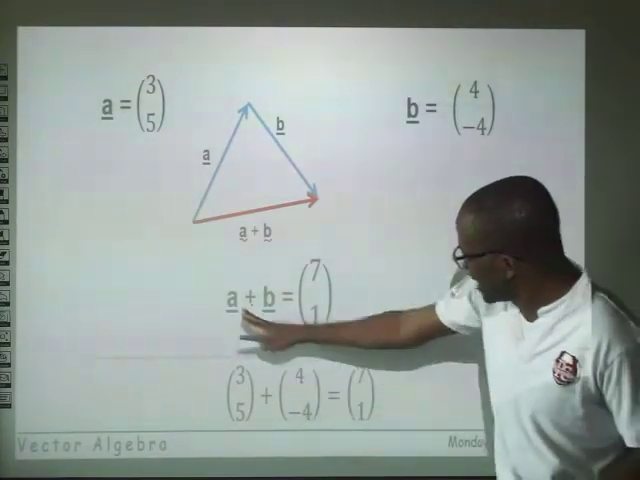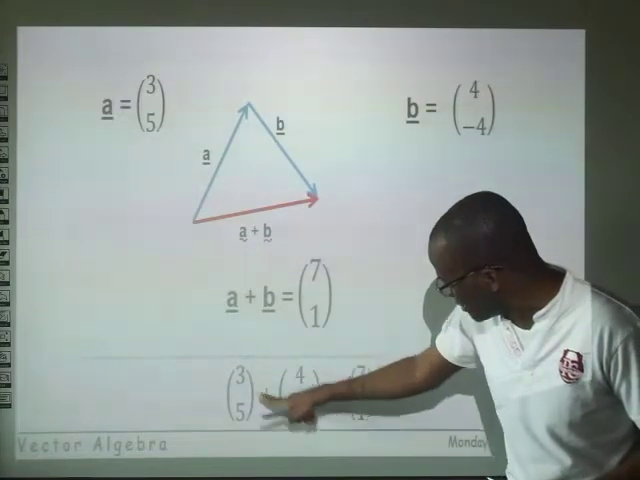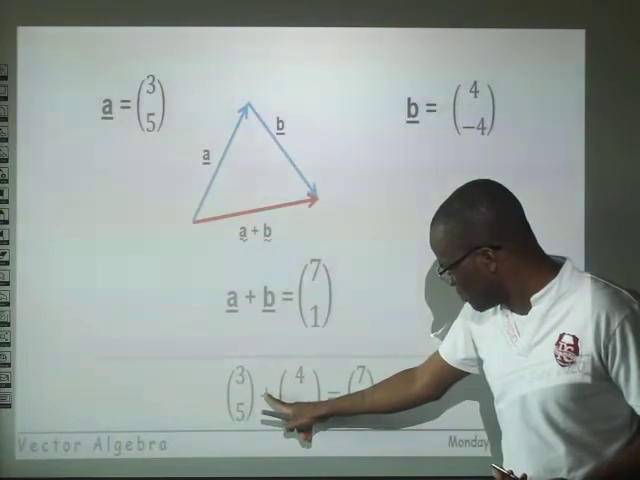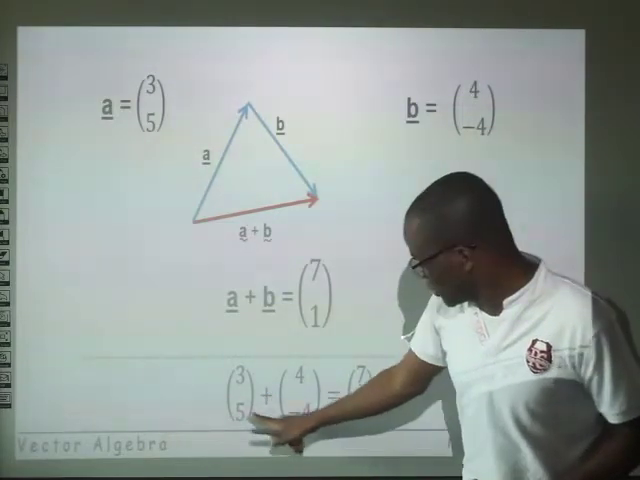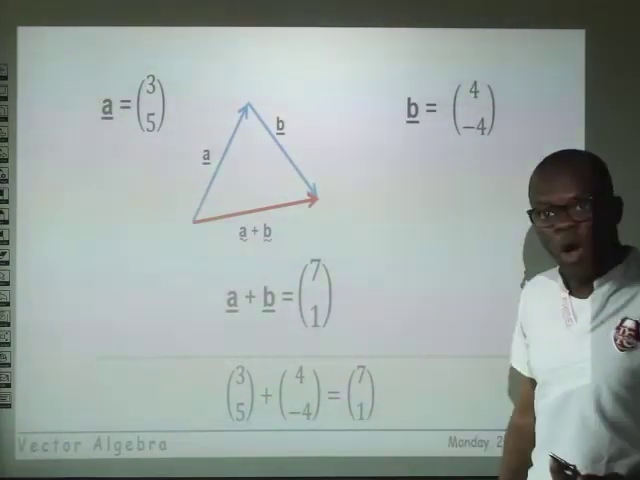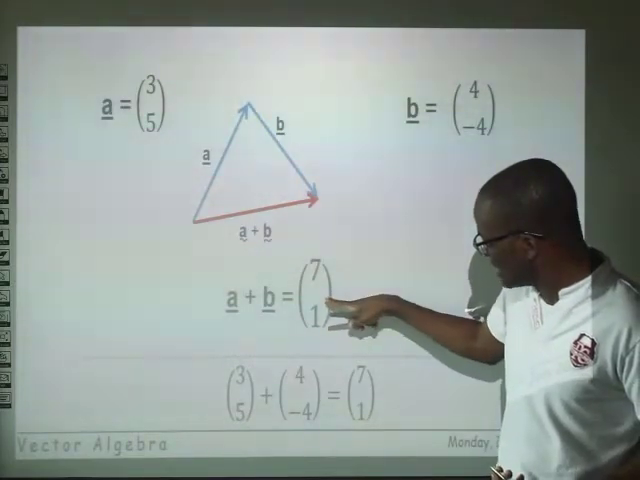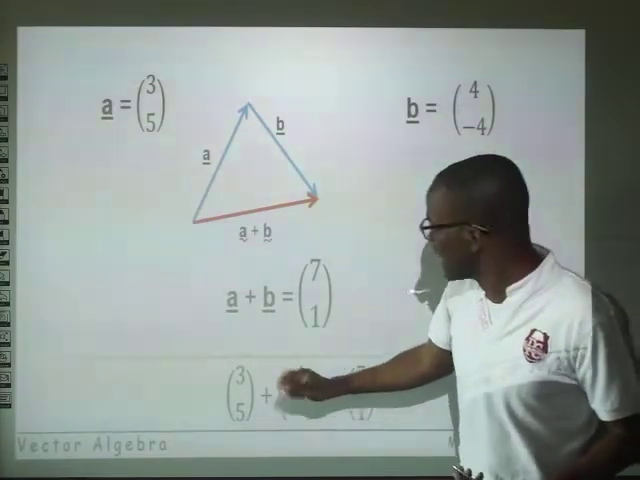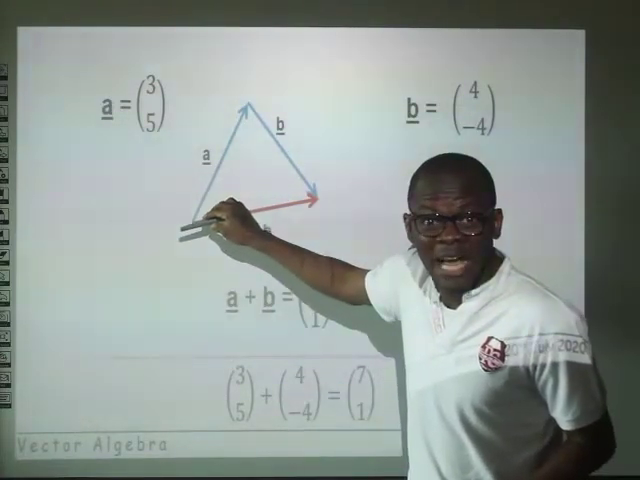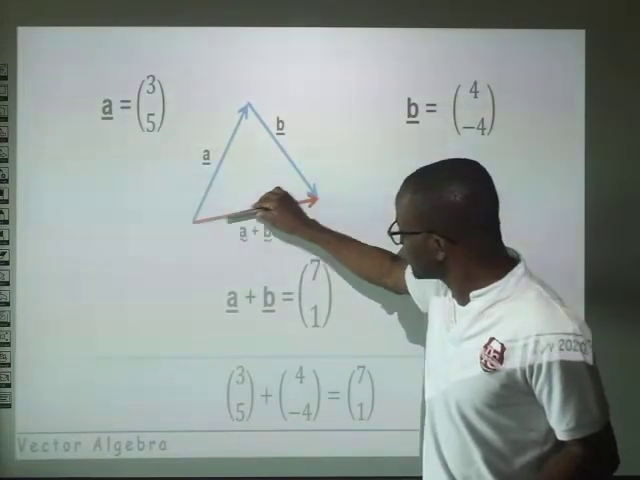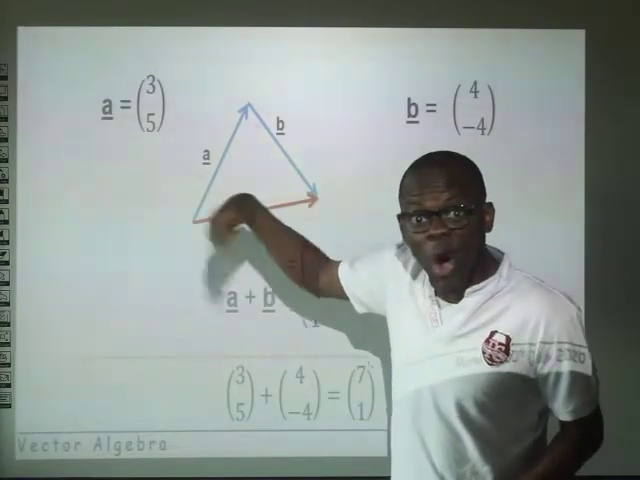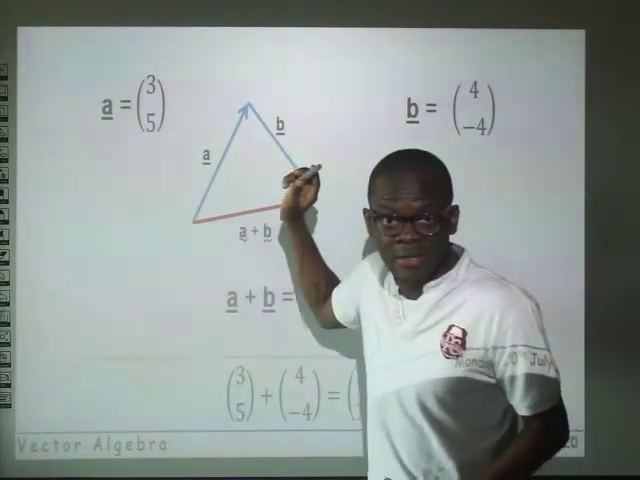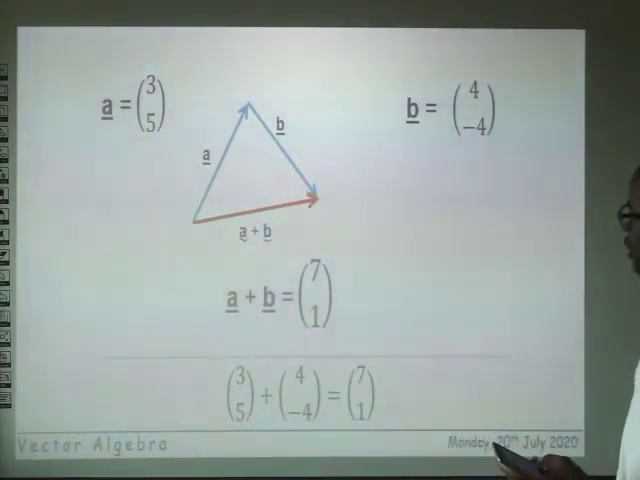When you add two vectors together, 3 plus 4 gives you 7. And then 5, well, plus times minus gives you minus, so 5 minus 4 gives you 1. And so there you go. That's how we arrive at the component form of the vector A plus B. And if you remember from the last class, the vector A plus B is actually the resultant of vectors A and B. So far, so good. Let's move on.